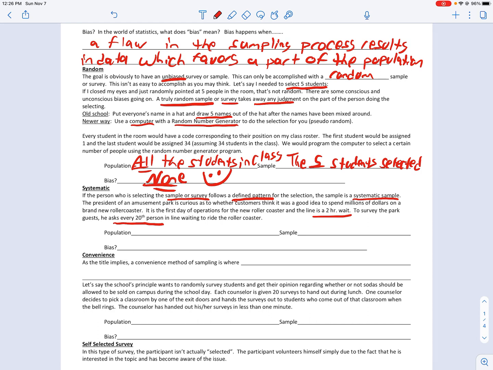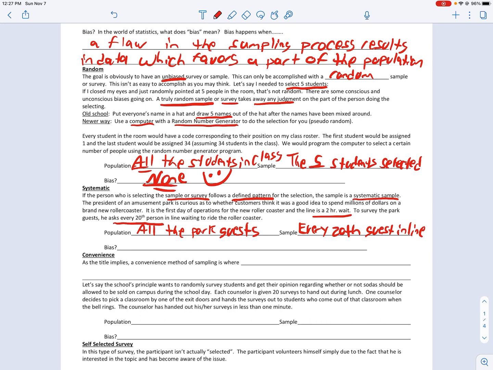So what's the population? What's the big, larger group? That's all the park guests. That's the population. The sample is every 20th guest in line. The population is every person in the park. The sample is that I'm taking every 20th person in line.